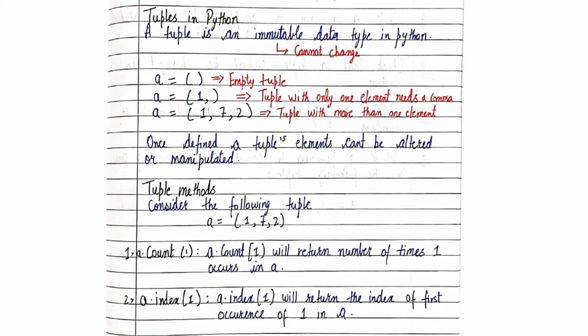So if you see something like A is equal to empty brackets, then it means it's an empty tuple. If you write A is equal to 1 comma, it means a tuple with only one element. And if you write A is equal to 1, 7, 2, it is a tuple with more than one element. So a tuple is immutable. Once defined, a tuple's elements can't be altered or manipulated.